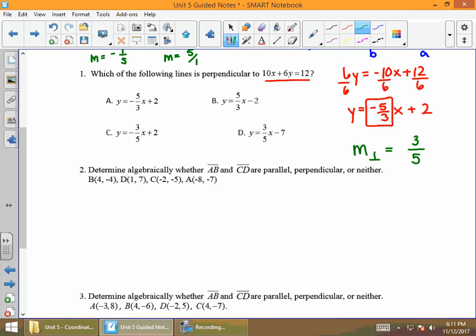Choice A has a slope of negative 5 over 3. So that is not correct. Choice B has a slope of positive 5 over 3. Not correct. Choice C has a slope of negative 3 over 5. I need positive 3 over 5. And there it is. In choice D, I see my slope of 3 over 5. So the following, which line is perpendicular to 10x plus 6y equals 12? That is the line y equals 3 over 5x minus 7.